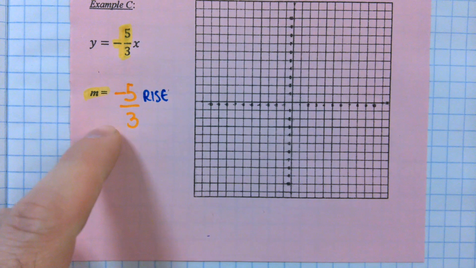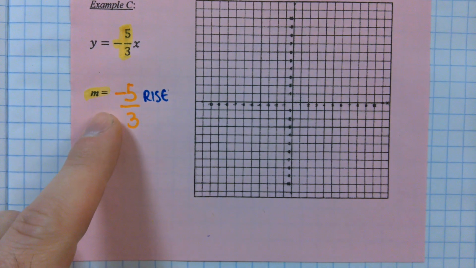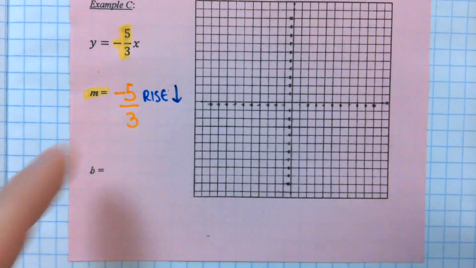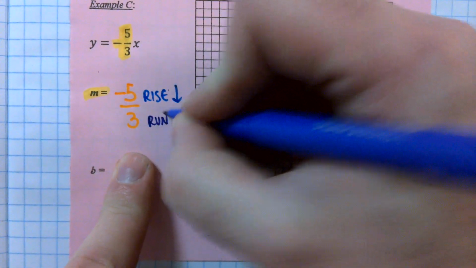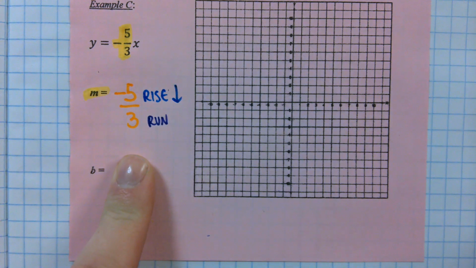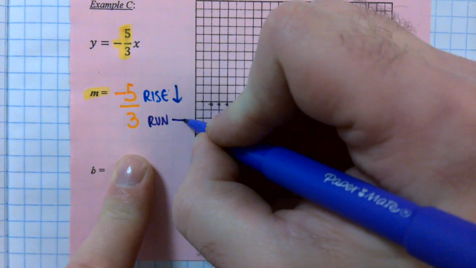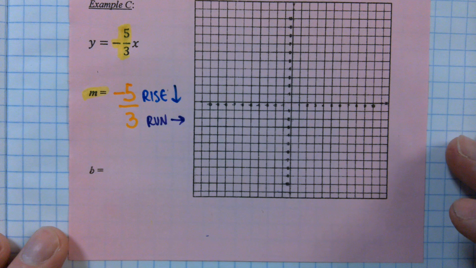What direction am I going to rise for -5? Down. Good. Now we're rising down because our slope is negative. My denominator, I'm going to run. What direction am I going to run? To the right. We always run to the right until we get to the end.